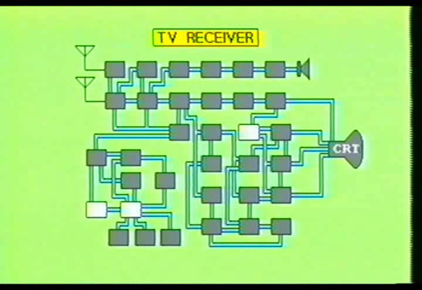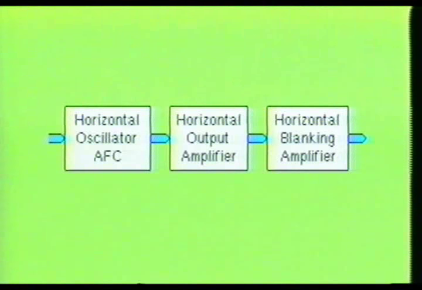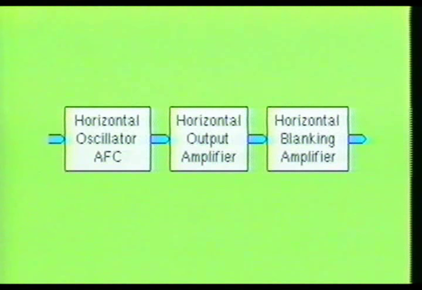Now we will examine 3 of the stages required for proper synchronization of the horizontal signal with respect to the image being scanned onto the face of the picture tube. These 3 stages are the horizontal output amplifier, the horizontal oscillator and automatic frequency control stage, and the horizontal blanking amplifier. We will begin by examining the horizontal output amplifier stage.